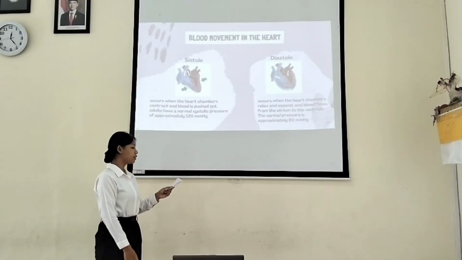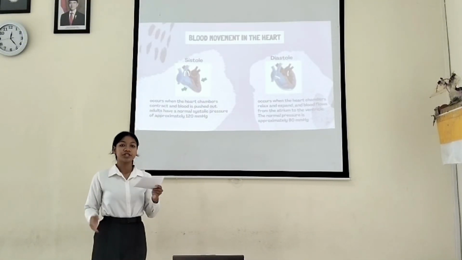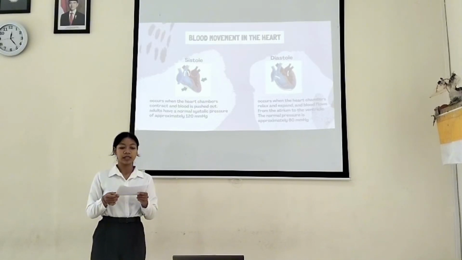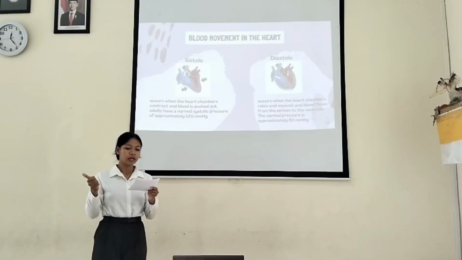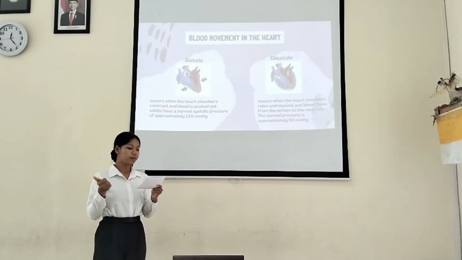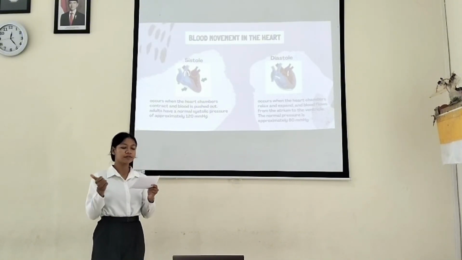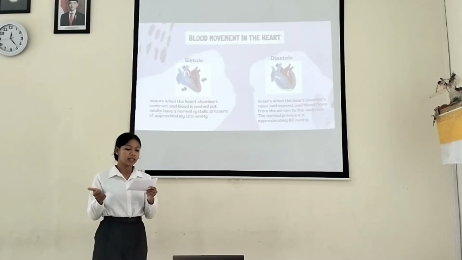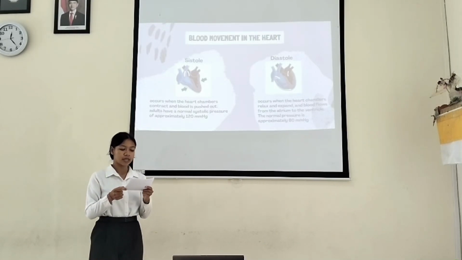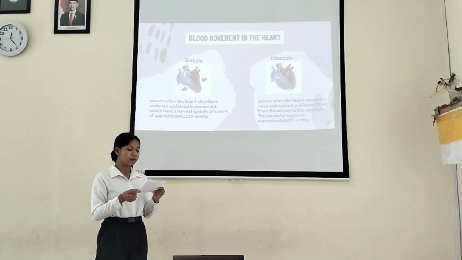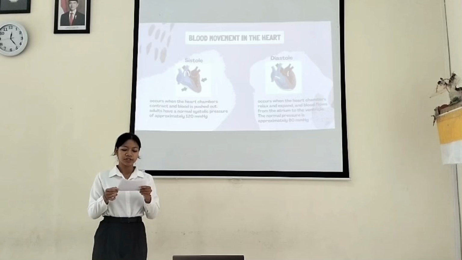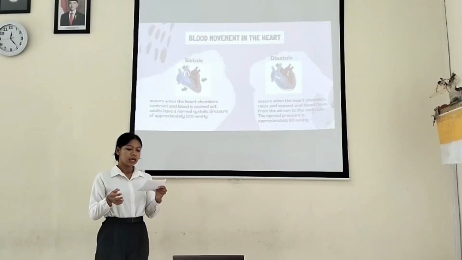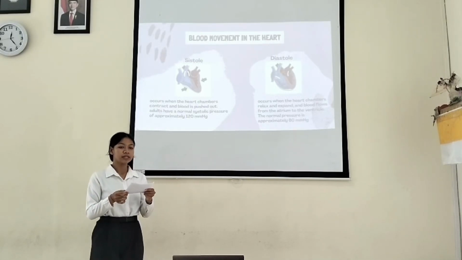Okay, next is the blood movement in the heart. In general, there are 2 movements in the heart, systole and diastole. Systole occurs when the heart chambers contract and blood is passed out. The contraction of the right chambers causes blood to be pumped to the lungs, while contraction of the left chambers causes blood to be pumped to the rest of the body. In general, adults have a normal systolic pressure of approximately 120 millimeters of mercury.